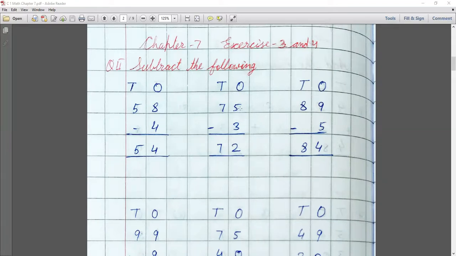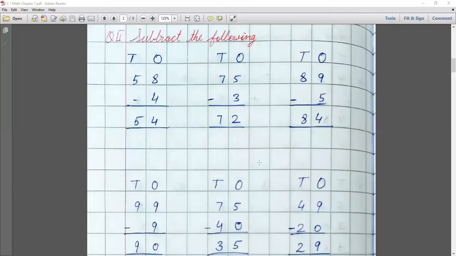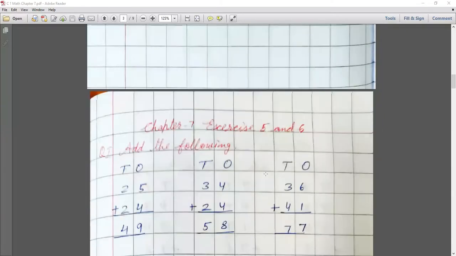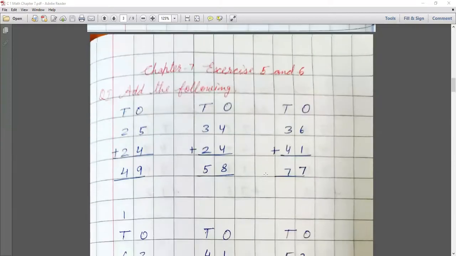Next is 5 minus 3. 5 minus 3 is equal to 2. And 7. So we write 7 here. 9 minus 5. 9 minus 5 is equal to 4 and 8. Okay. You should write like this in your copies. Now moving to the next exercise.